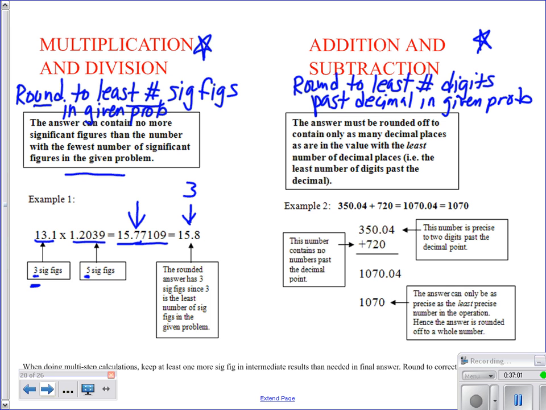So here's my problem that I've got. In this case, I take these two values and add them together. I did it in my calculator. I was really lazy, and this is what my calculator spits out to me.